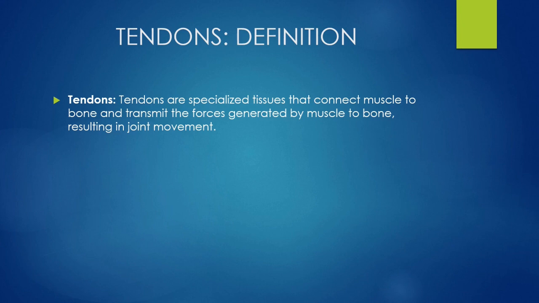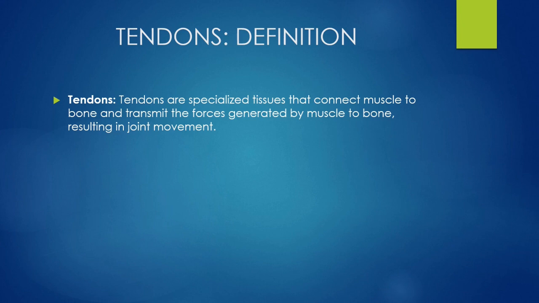So first of all, what is a tendon? Well, we all know what tendons are. Tendons are one of the connective tissues. They're specialized connective tissues that connect muscle to bone and transmit the forces generated by muscle to the bone, which results in joint movement. Now, tendons are very stiff structures. They have very little elasticity. Their purpose is to transmit the force created by the muscle and transfer the entirety, 100% of those forces from the muscle to the bone to create movement at the joint.